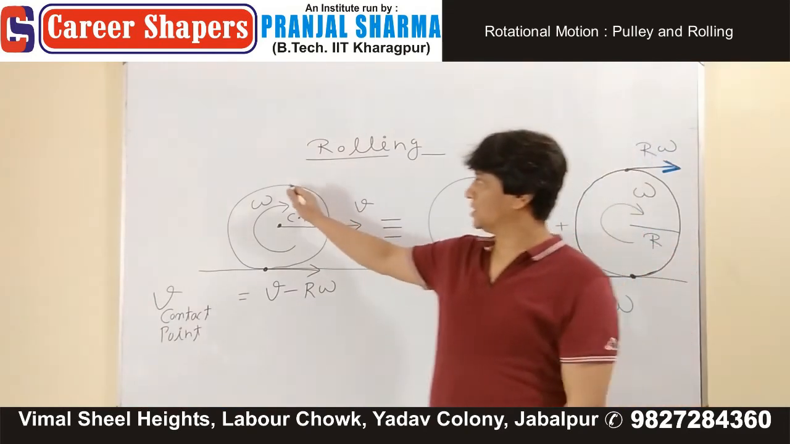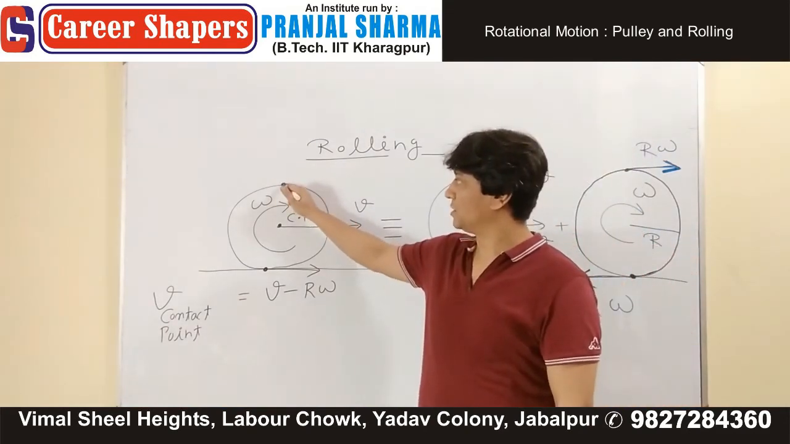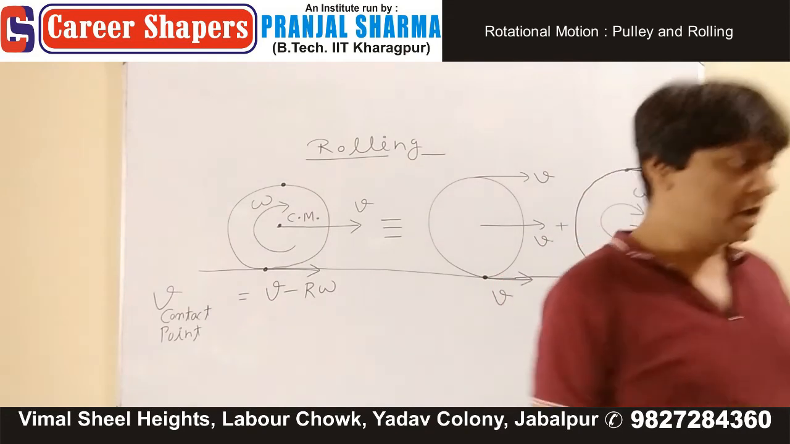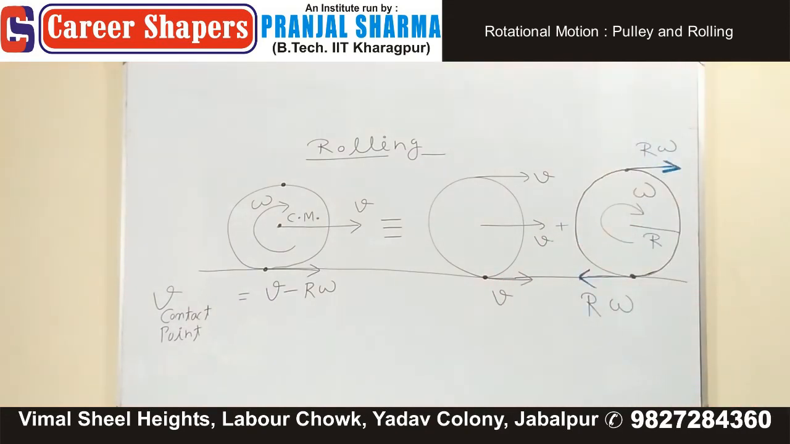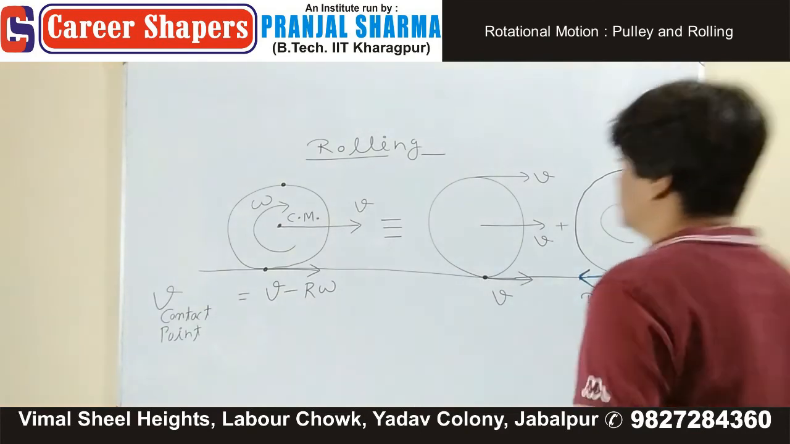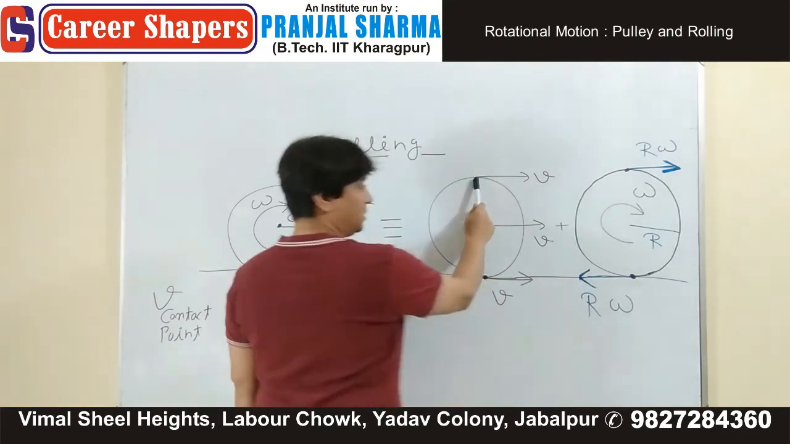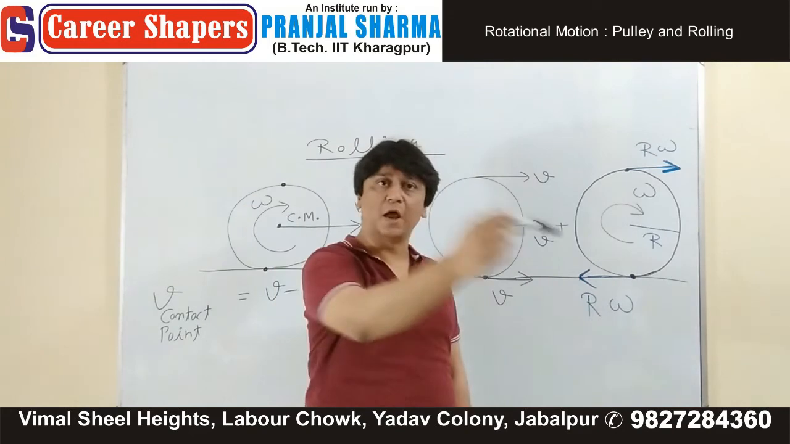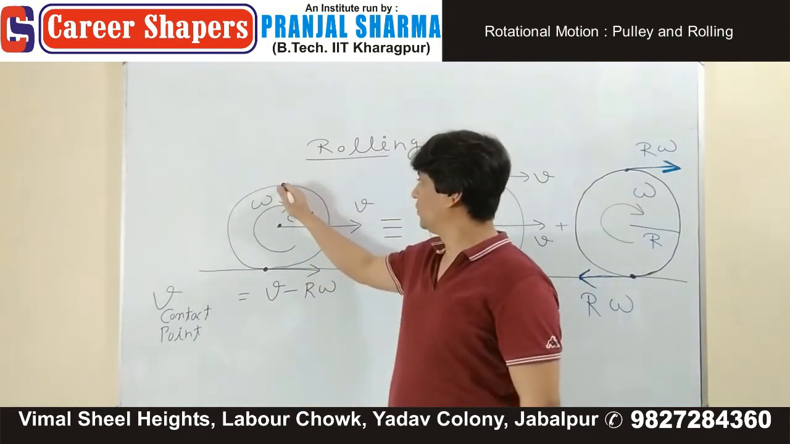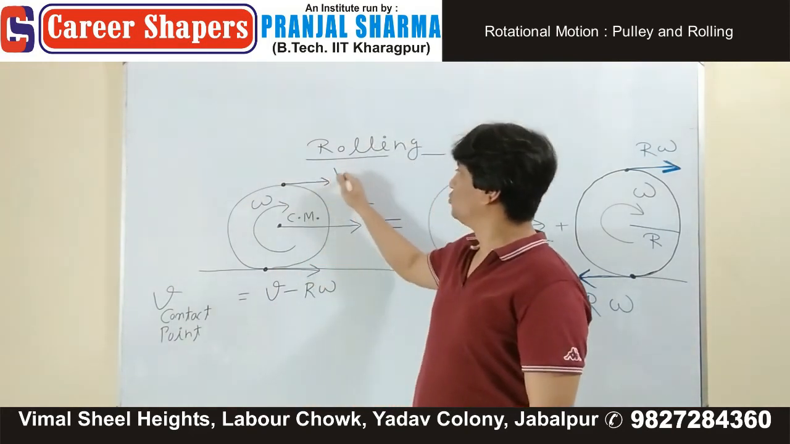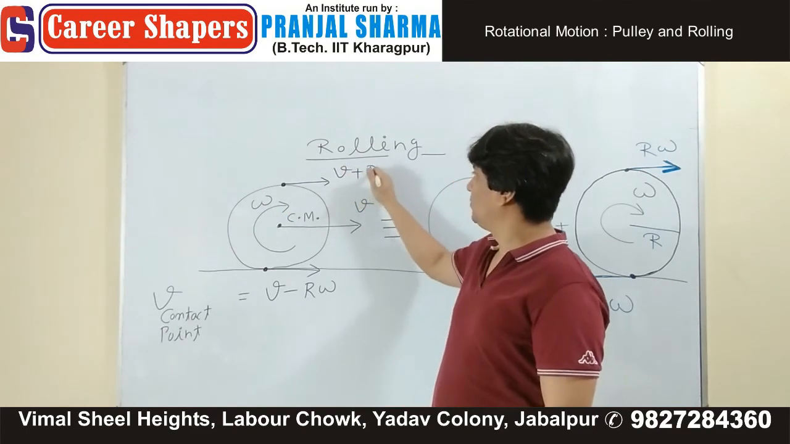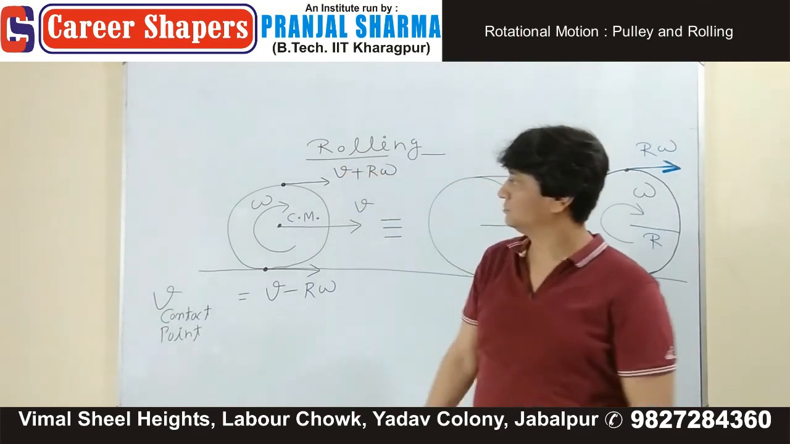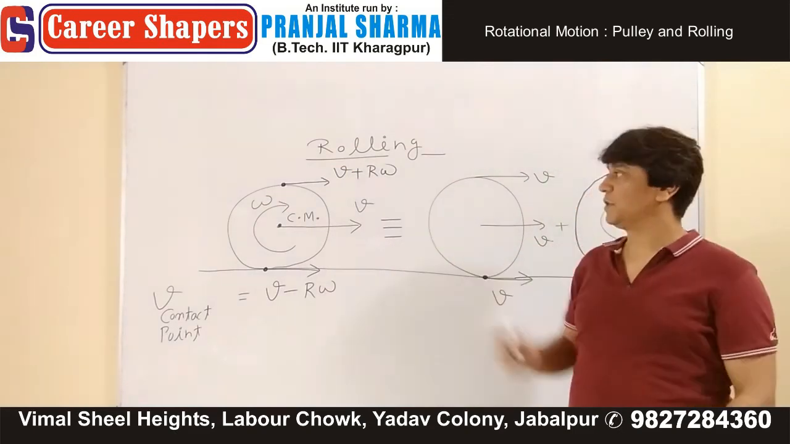Now answer this. What is the velocity of the highest point of the wheel? Good. V superimposed over r omega. They both are in the same direction, and therefore the highest point is moving with V plus r omega. V plus r omega.